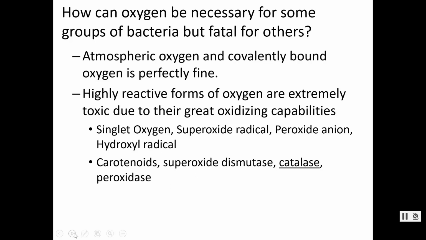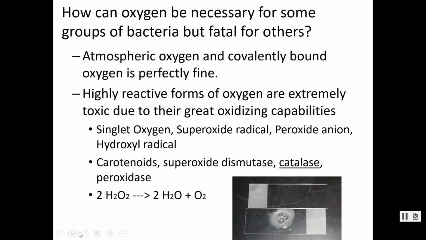All right. And if you're interested in the chemistry involved, you can look at some more details in your textbook. This is that catalase that I was talking about. So you take hydrogen peroxide, H2O2 is the chemical formula for hydrogen peroxide, and this catalase enzyme catalyzes the reaction and it turns it into water and oxygen, and that's where you get the bubbles from.